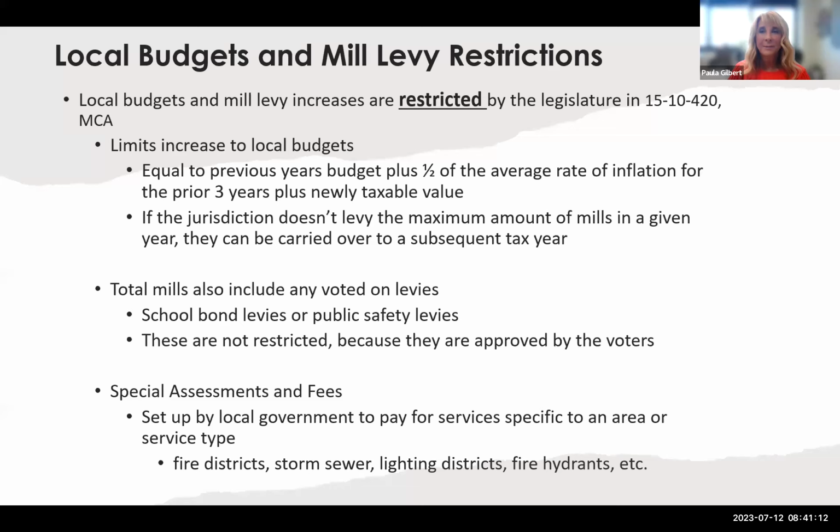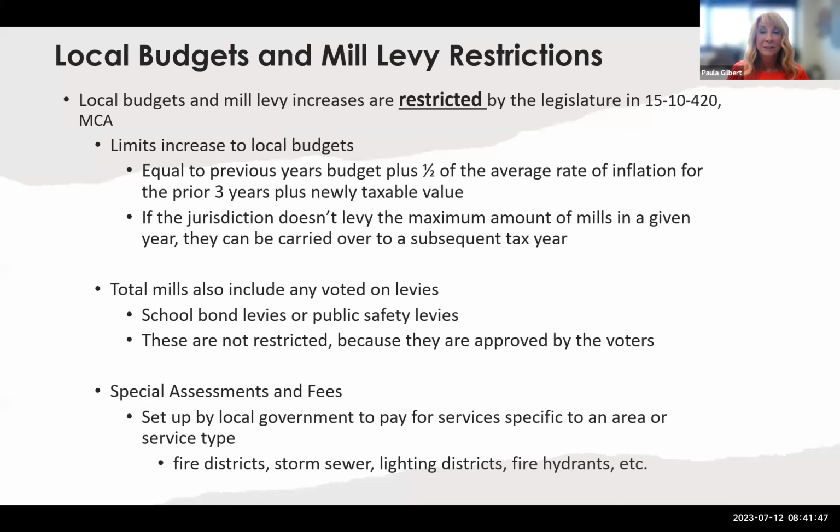It's important to remember that just because you see a 40 or 50% increase in your assessed value, that does not necessarily equate to a 40 or 50% increase in your tax bill. Budgets and mill levy increases are restricted by the legislature in Montana Code Annotated 15-10-420. Budgets are restricted to the previous year's budget plus 1/2 of the average rate of inflation for the past 3 years, plus any newly taxable value.